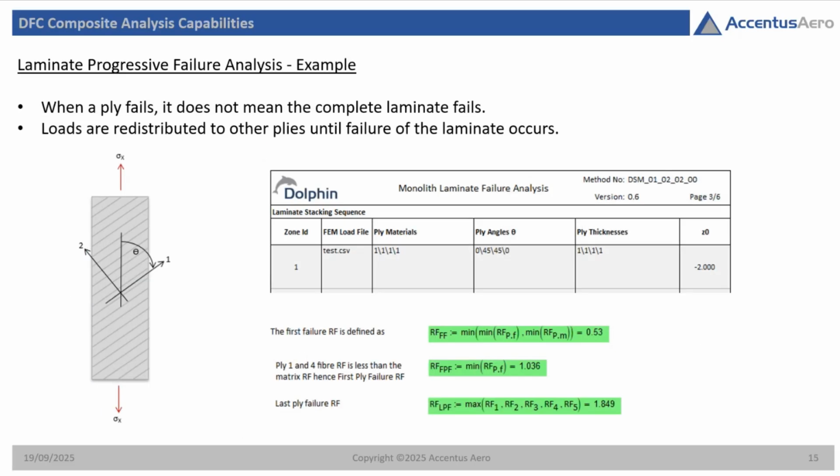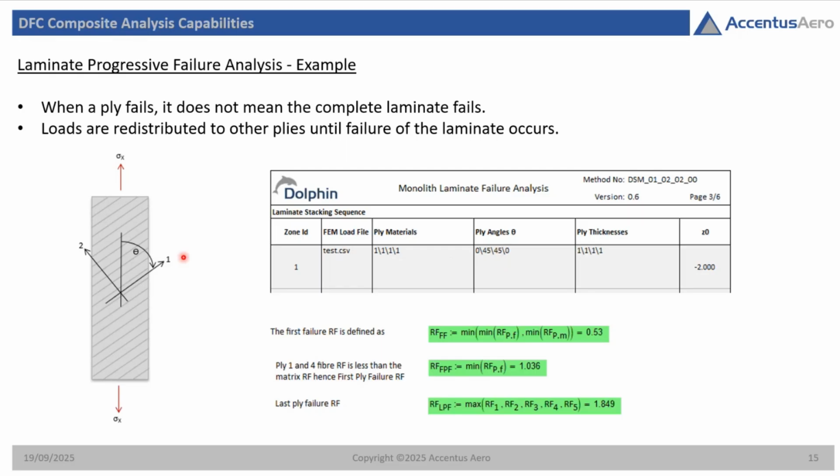So just to put this in an example, when a single ply fails, it does not mean that you have a complete laminate failure. It's just the ply that fails. We still have plies that are intact. So what happens is that the load is then redistributed to the other plies, and they will progressively fail until you get gross laminate failure. So in this example, we have a little test coupon with a tension load applied to it.